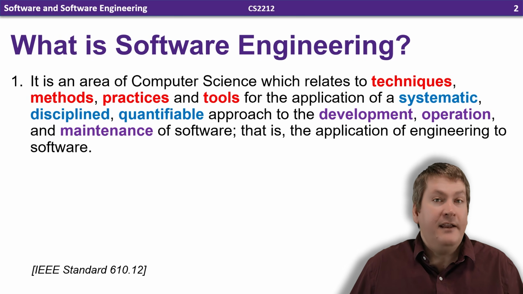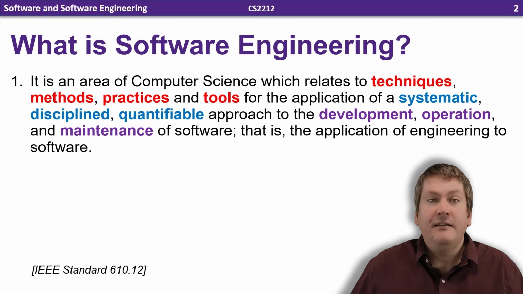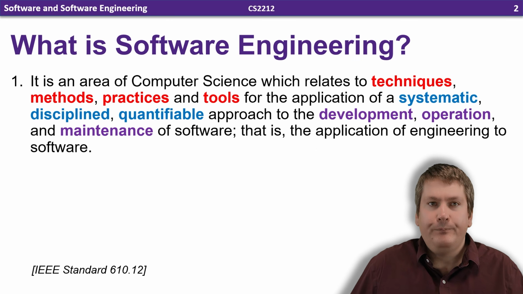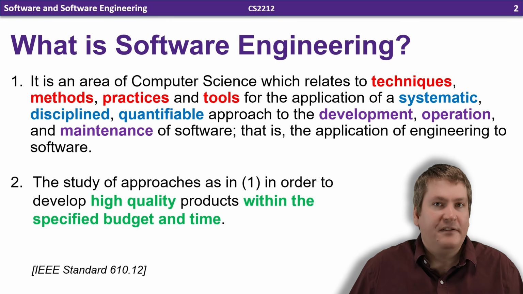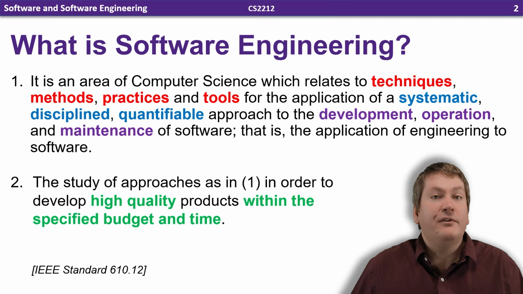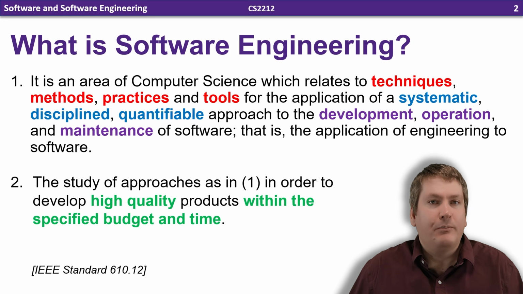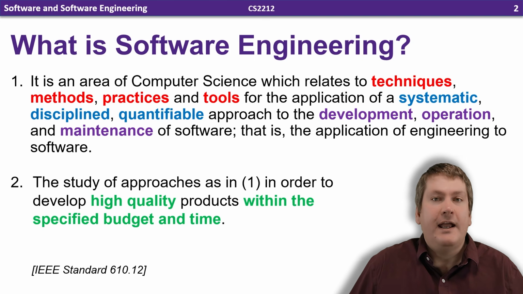So this standard states that software engineering is an area of computer science which relates to the techniques, methods, practices, and tools for the application of a systematic, disciplined, quantifiable approach to the development, operation, and maintenance of software. That is, the application of engineering to software. There is also a second part of this definition, which states that it is also the study of the approaches, as in one, in order to develop high-quality products within a specific budget and time.